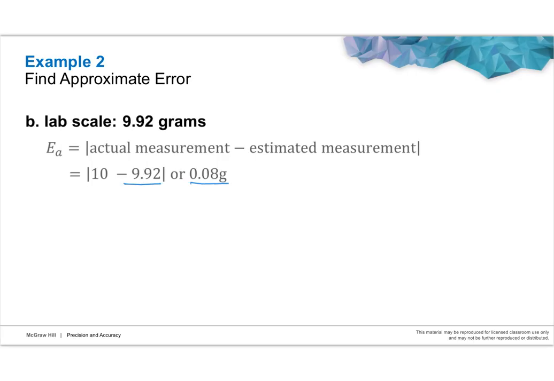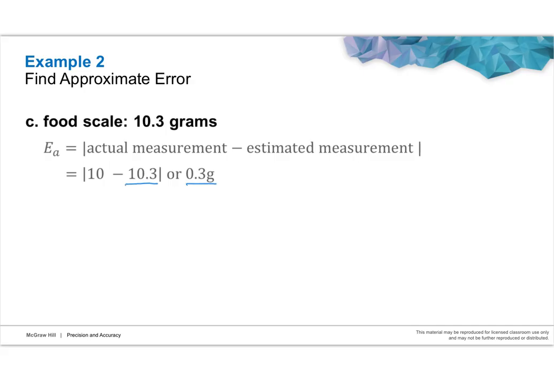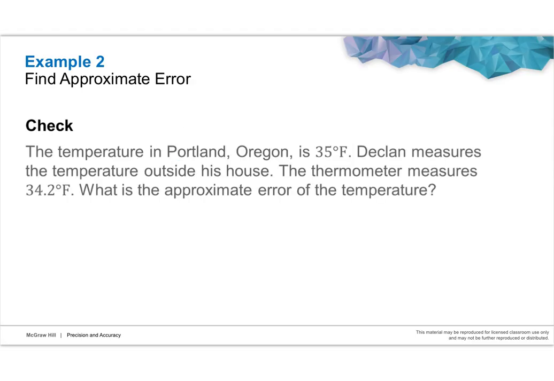In part B, we're asked to fill in that second blank. And so we have the actual measurement of 10 minus the estimated measurement. So that's the 9.92 from the lab scale. And that difference, absolute value, is 0.08 grams. In part C, we have our food scale measurement estimate. And so that difference with an absolute value is 0.3. Pretty simple, I hope.